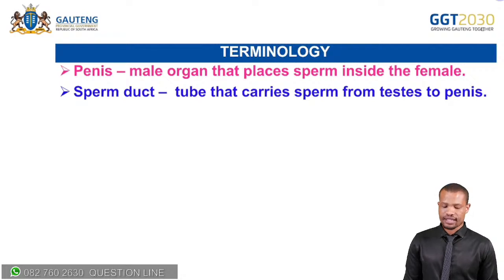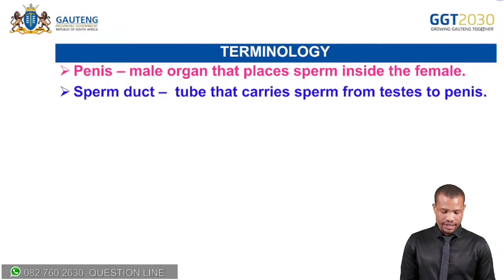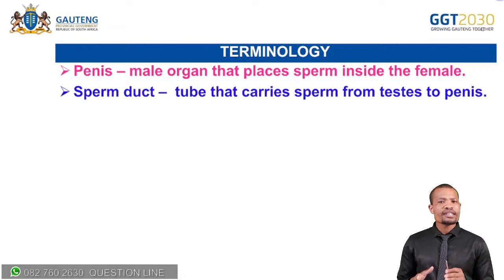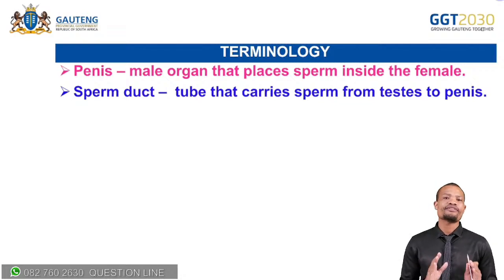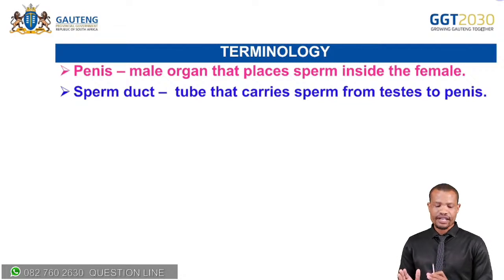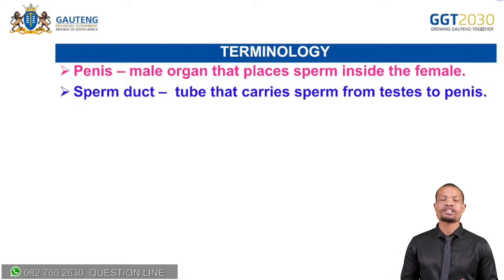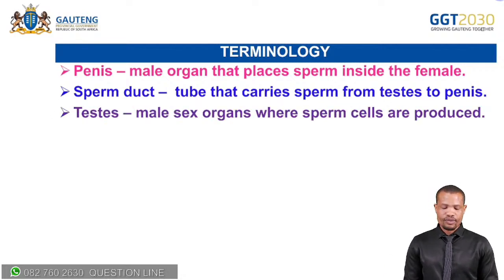Right, a sperm duct. This is a tube that carries sperm from the testes to the penis. We call it what? A sperm duct. Now, you may find the very same tube being referred to as the vas deferens. Vas deferens or sperm duct is the same thing. Don't get confused when you see that. They are used interchangeably. Right, the next one is the testes. The testes are the male sex organs where sperm cells are produced.